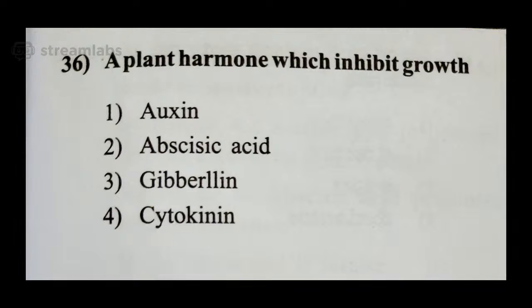Okay, the next question: a plant hormone which inhibits growth. Now we know there are two types of plant hormones, that is plant growth promoters and plant growth inhibitors. Okay, now which hormone inhibits the growth? It's very clear. Only one is the odd one out. Okay, you just remove the odd one.